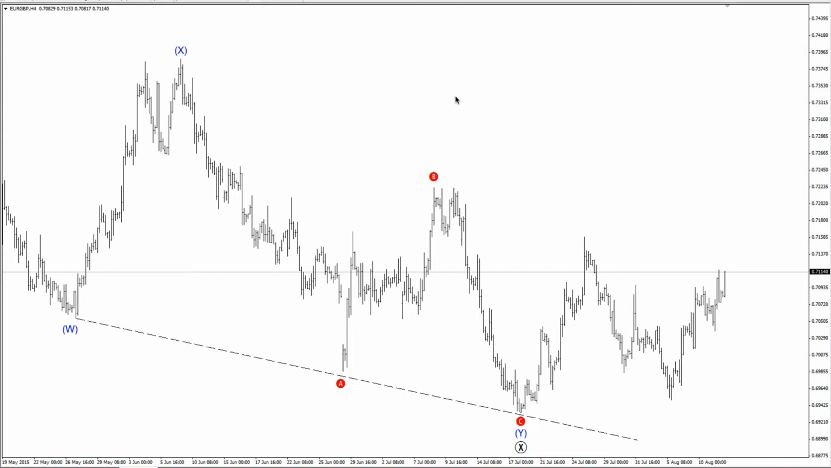We are now at 0.7114, and this is looking quite strong. Euro pound is getting stronger. Euro is getting stronger, and this is moving higher.